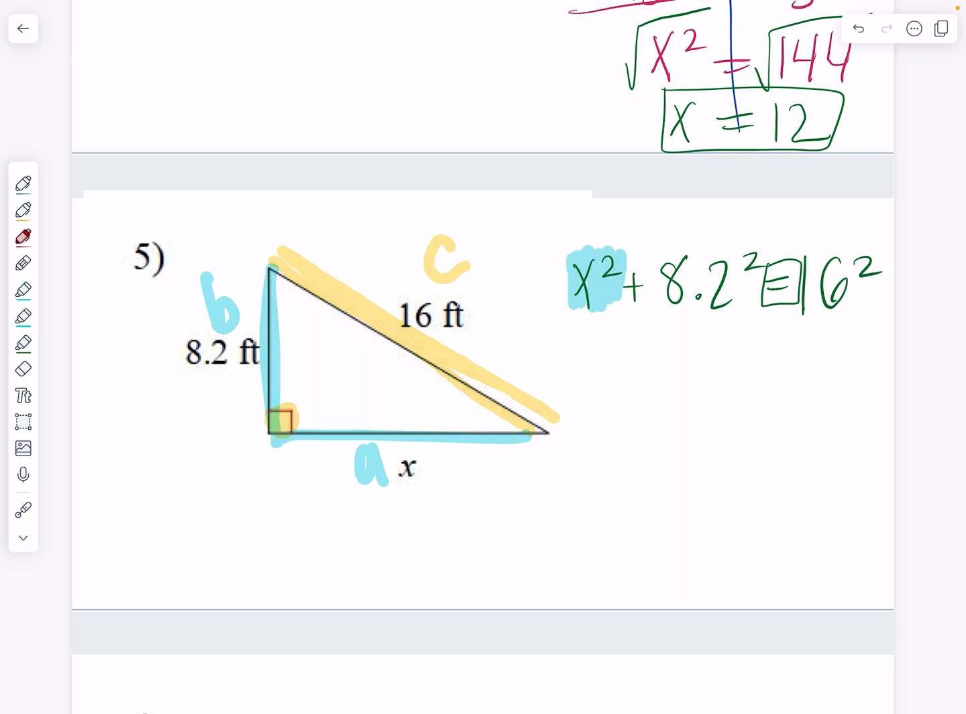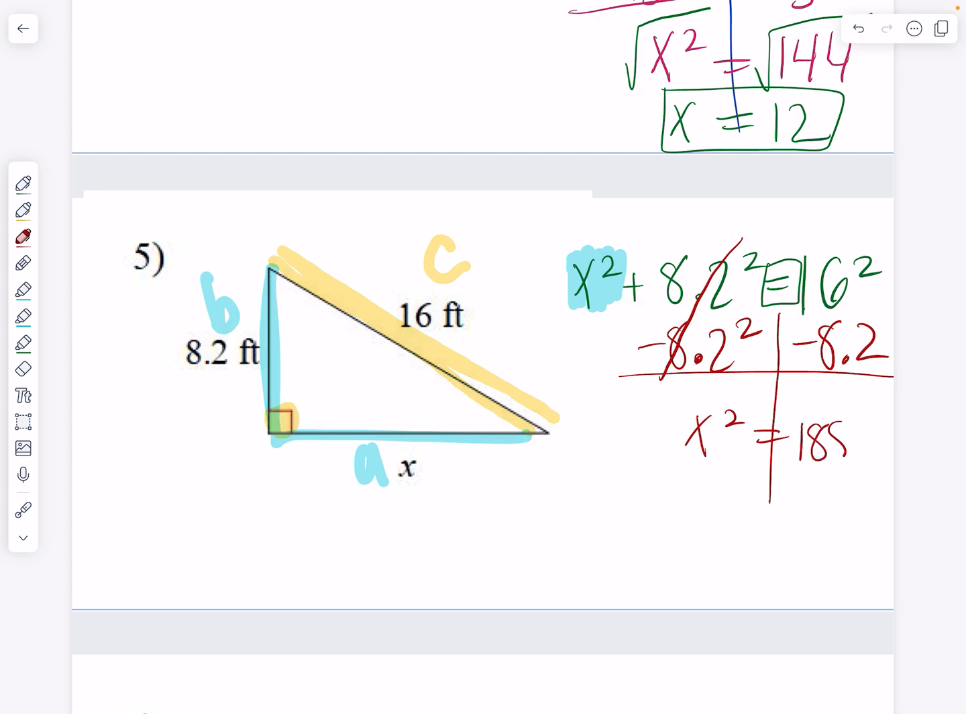So what we're going to do is subtract 8.2 squared from each side of this equation, and your calculator will do that for you. This part is not that different. You get x squared equals 16 squared minus 8.2 squared, which is going to be equal to 188.76. So how do I get x by itself? We're going to take the square root of both sides.